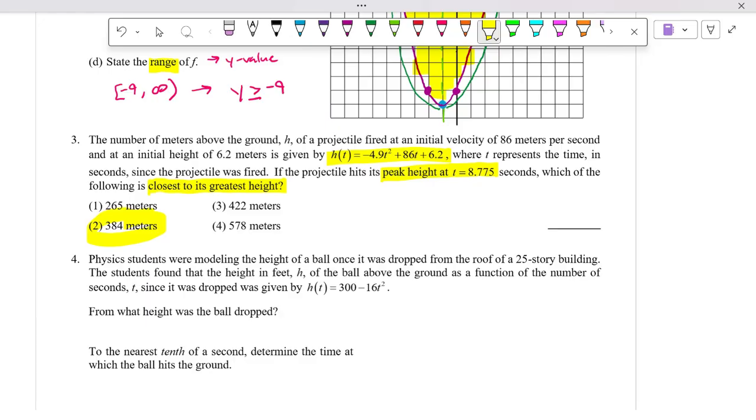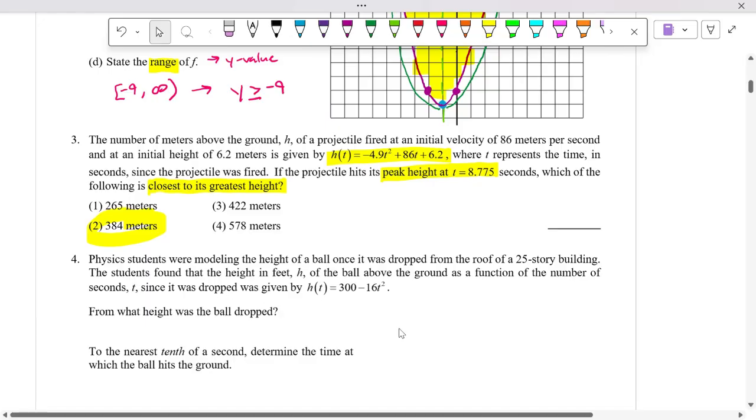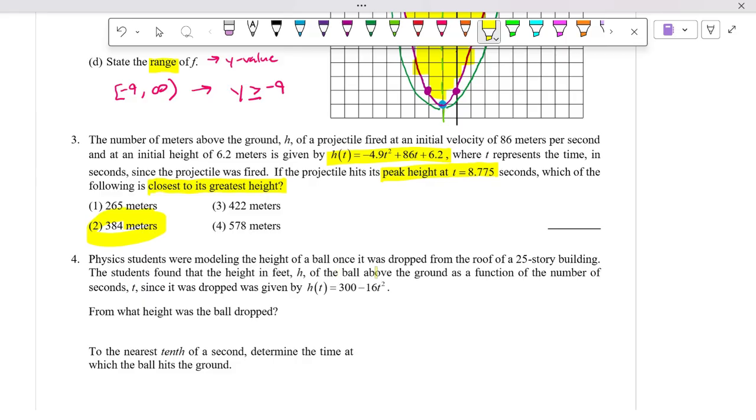All right, last one. Physics students were modeling the height of a ball once it was dropped from a 25-story building. Here is h of the ball above the ground as a function of the number of t seconds since it was dropped, given this function. So, from what height was the ball dropped? How do you know? It's your y-intercept. So remember, your y-intercept is typically your initial height. So it had to drop at 300 feet.